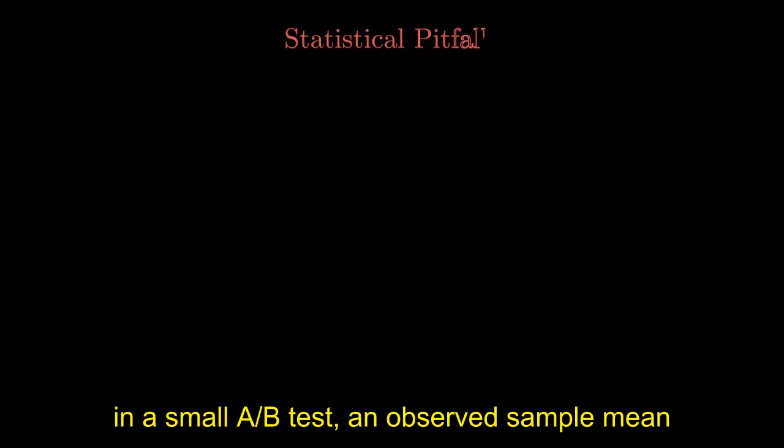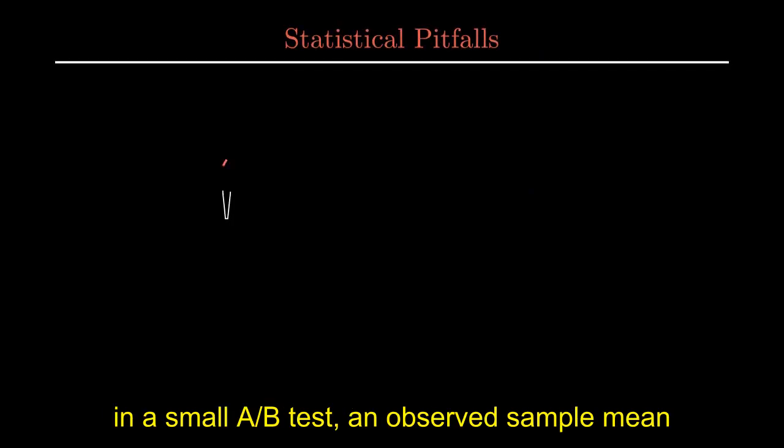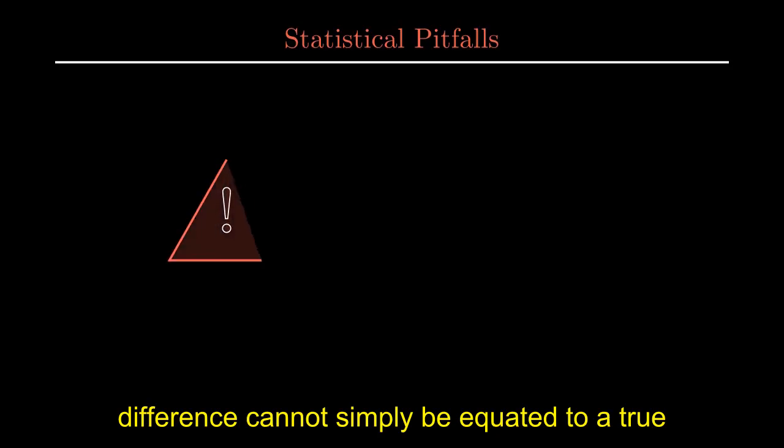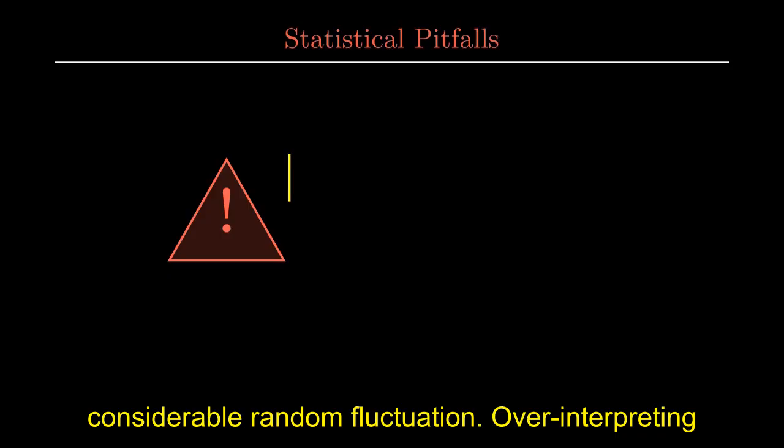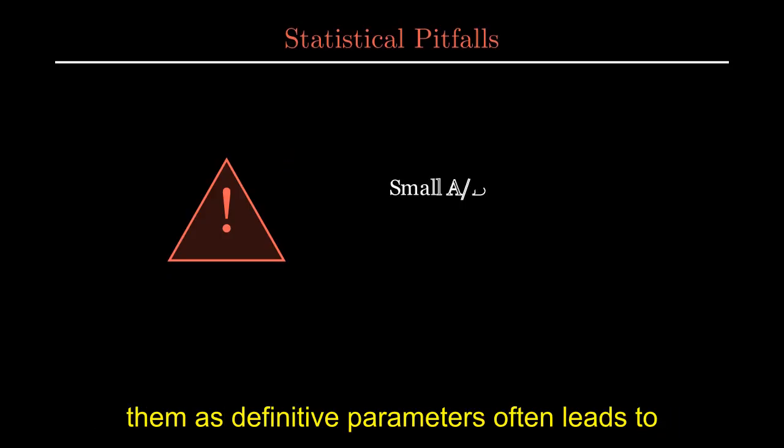Understanding this distinction prevents common statistical pitfalls. For instance, in a small A/B test, an observed sample mean difference cannot simply be equated to a true population effect. Small sample means are subject to considerable random fluctuation. Overinterpreting them as definitive parameters often leads to incorrect conclusions.